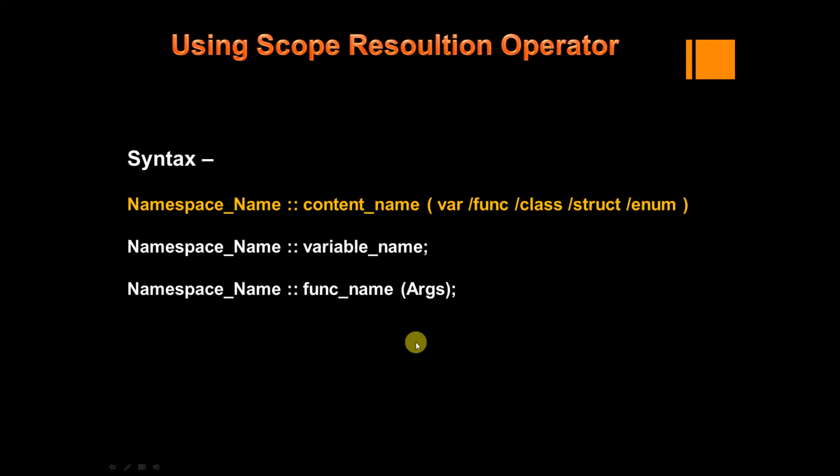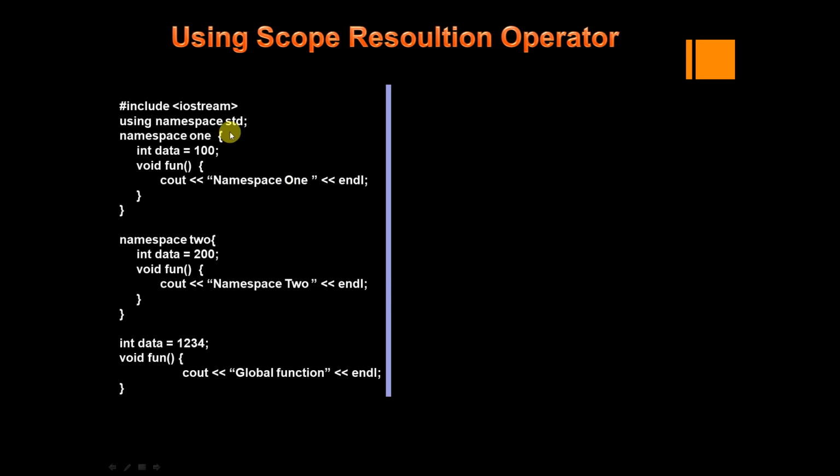Now let's observe one program. Here I have two namespaces, namespace1 and namespace2. In namespace1, I have a global data variable, int data equals 100, and a function void fun which prints cout namespace1. And we have namespace2, with int data equals 200 and void fun which prints cout namespace2. Both namespace1 and namespace2 have the same variable name data, and both also have the same function name fun.